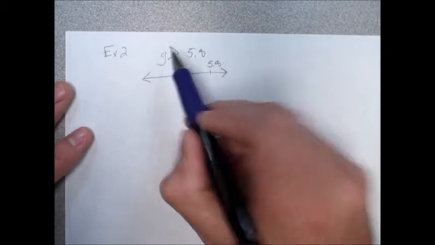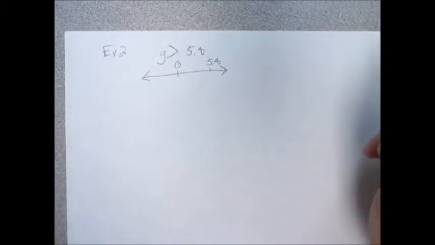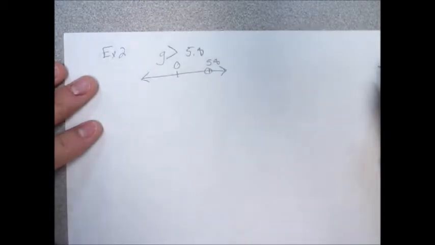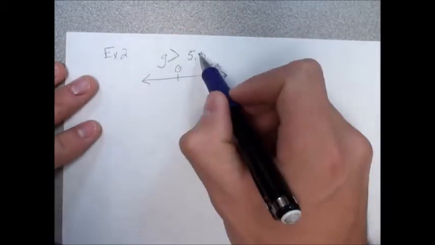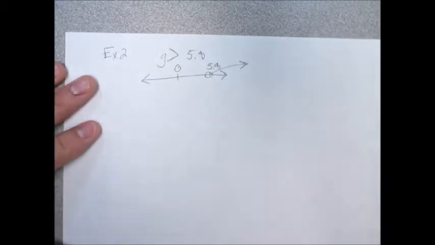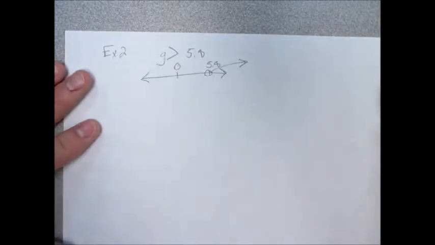Now, is this greater than symbol inclusive or exclusive? It's exclusive. It excludes it. So I'm going to put an open circle. And since it says G is greater than 5.8, I got to go to the right. Okay? Draw an arrow to the right. That was A.